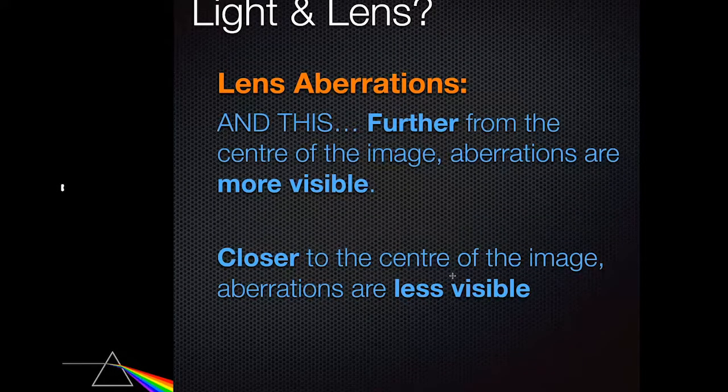Another observation you might make is that a lot of these problems happen in the corner, not in the center. So the further from the center, the more visible the aberrations. Closer to the center, the aberration is less visible. So it's usually always in the corners.